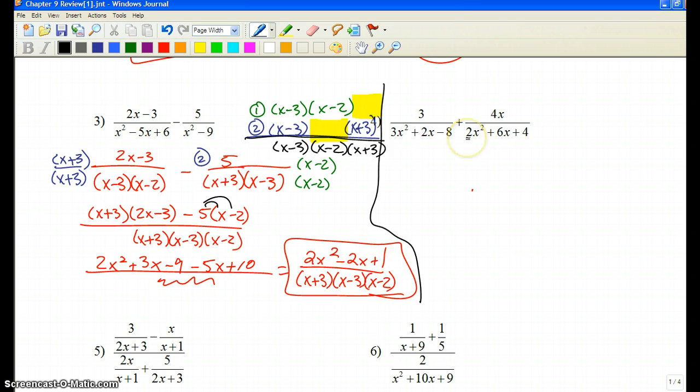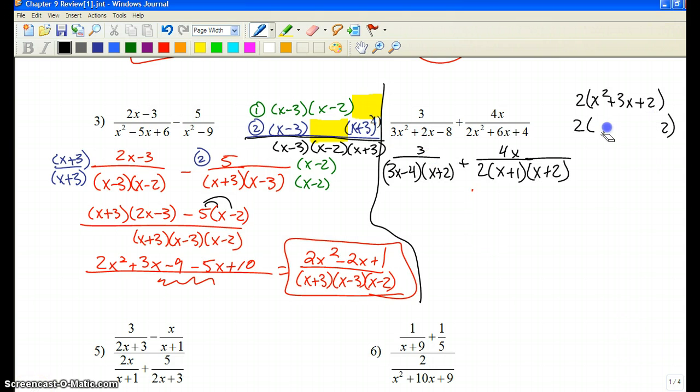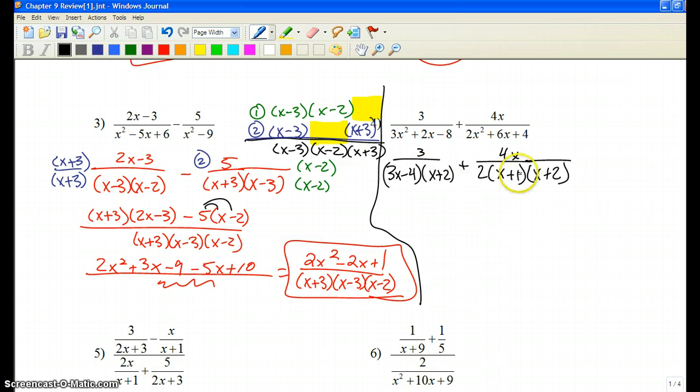Again, we need the common denominator. So we're going to factor first, and then we're going to figure out what the common denominator is. Now I went ahead and factored both of those polynomials. We need a common denominator, so this common denominator is going to be a little intense as we get through it. You're going to notice that the first fraction has a 3x minus 4 and an x plus 2.